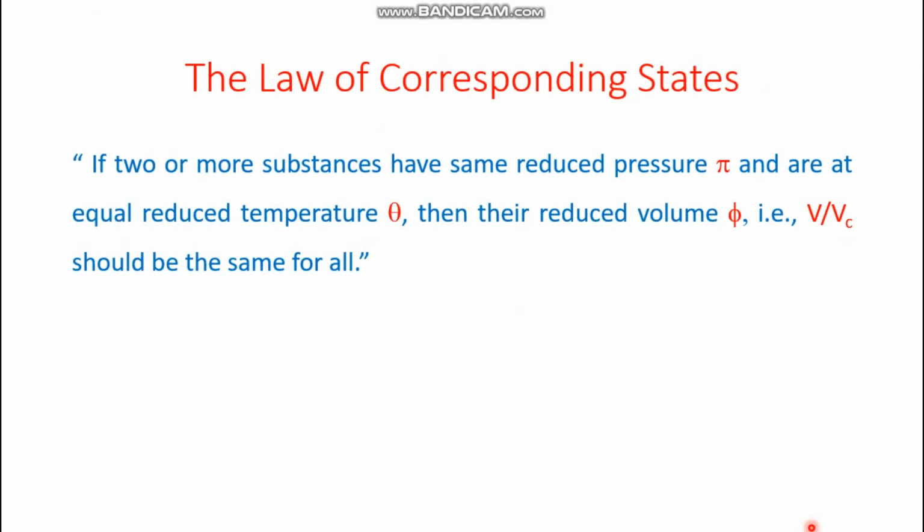So how do you write this law? I repeat, if 2 or more substances have the same reduced pressure pi and are at equal reduced temperature theta, then their reduced volume phi, that is V over Vc, should be the same for all.